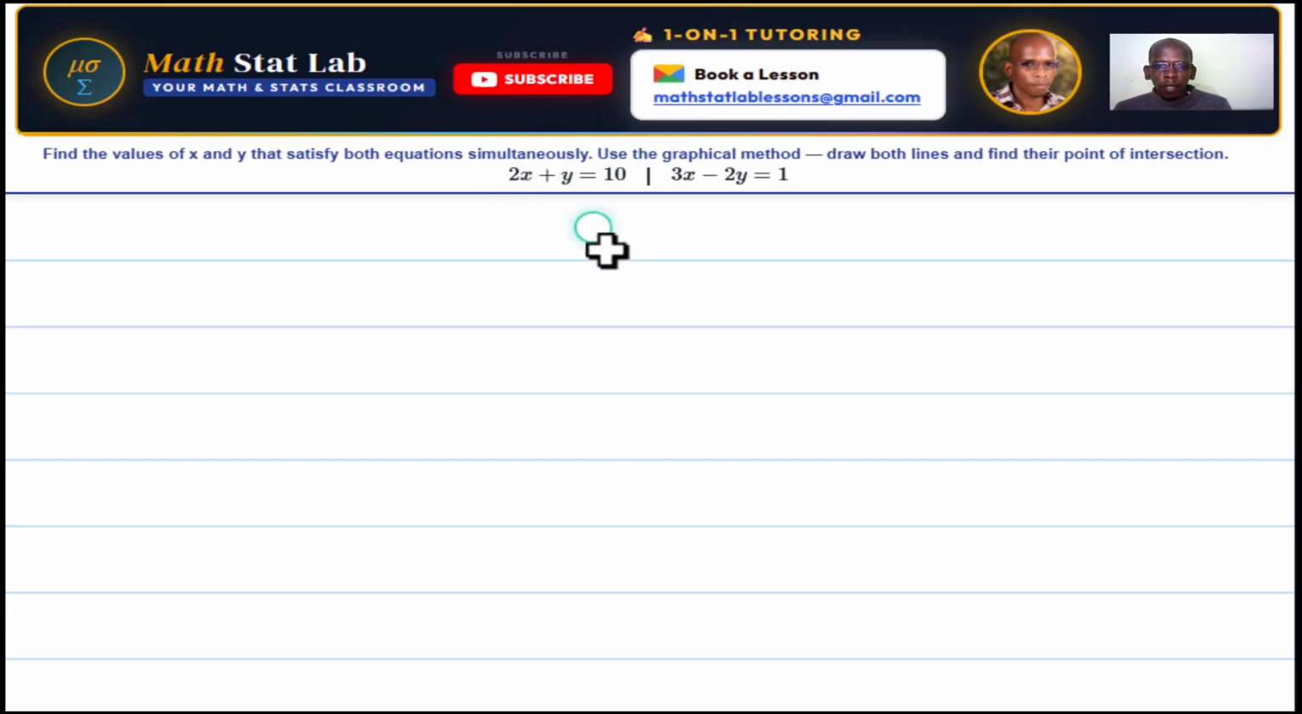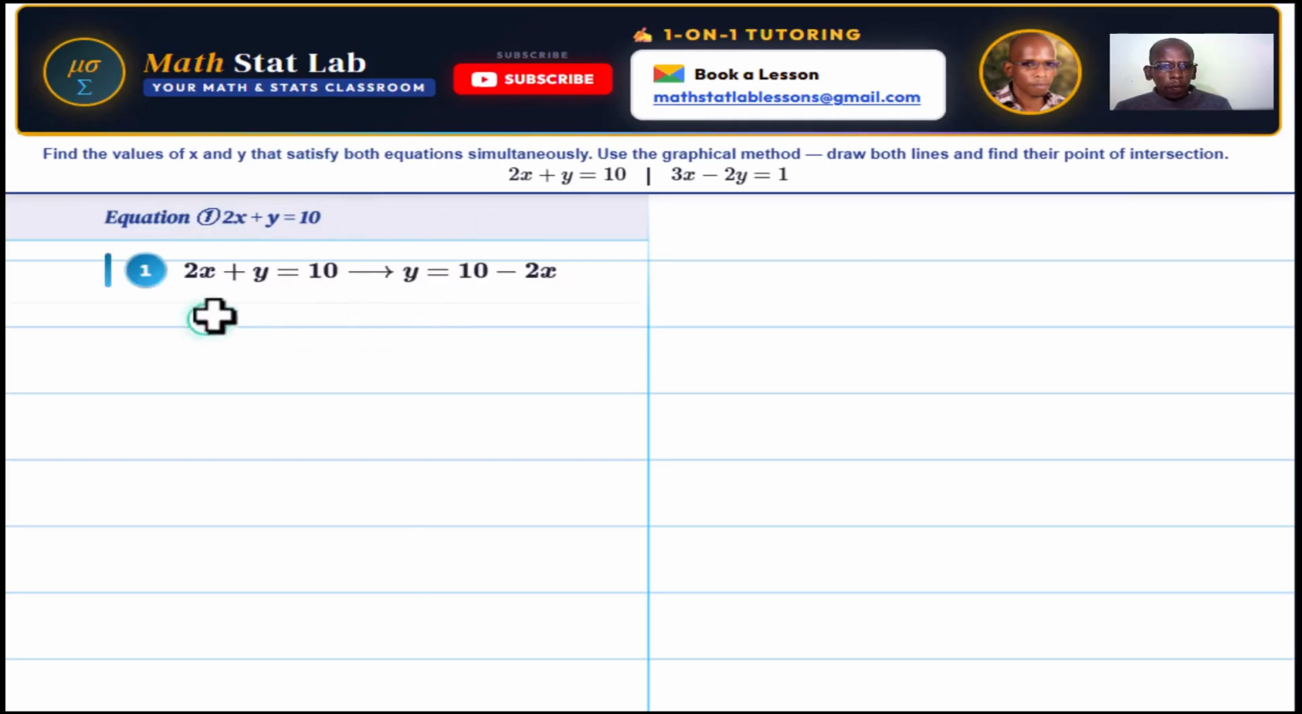We can start with equation 1, 2x plus y is equal to 10. So this is equation 1. What we need to do is make y the subject of the formula. To do so, I just need to move this 2x to the other side of the equal sign. When I do so, it will be negative because here it was positive. So now it becomes y is equal to 10 minus 2x.